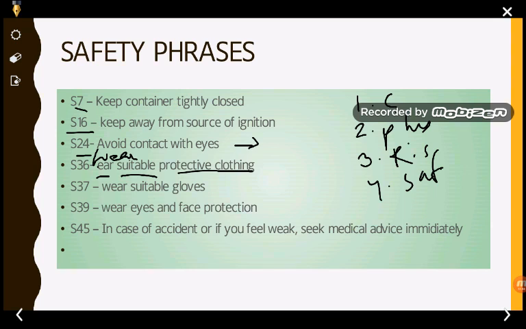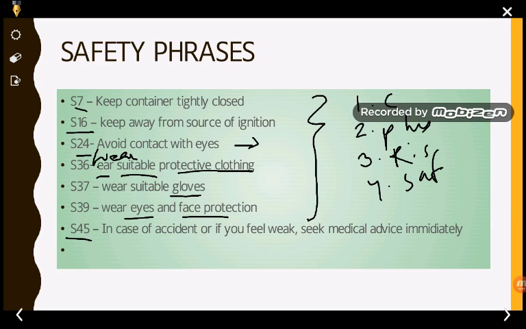S37 says that wear suitable gloves. So we also have to wear gloves. S39 says that wear eye and face protection. So we have to protect the eyes as well as the face. So what are the risks related to ethyl alcohol and how to avoid these risks by means of safety precautions can be seen in the safety phrases.